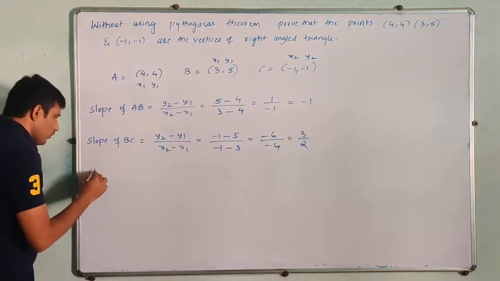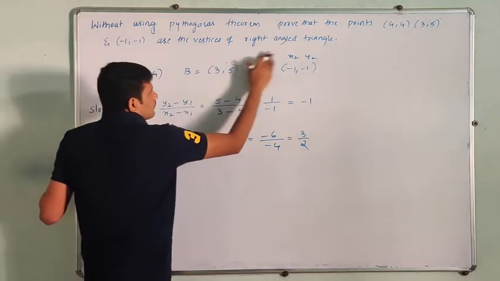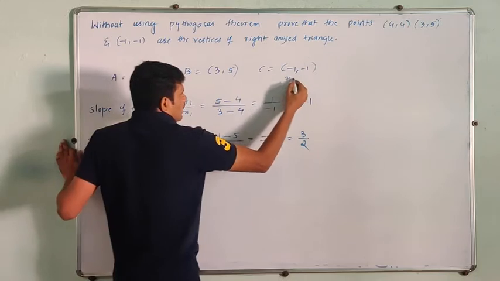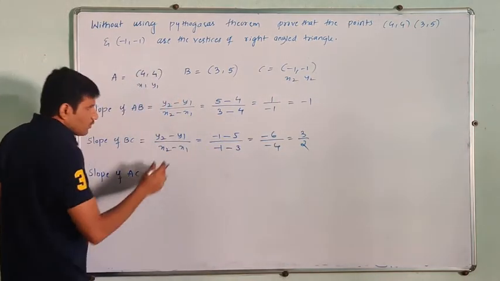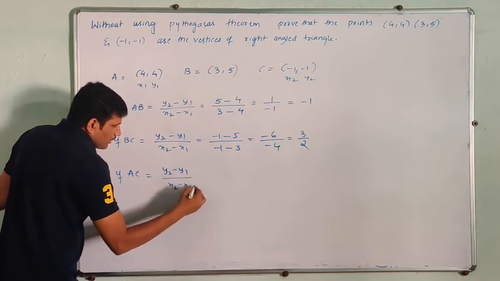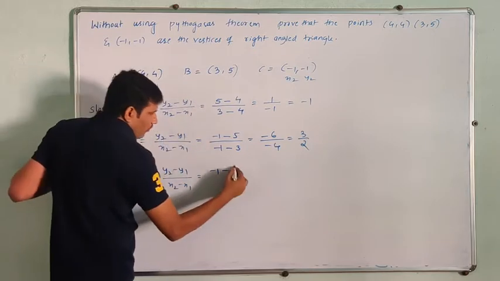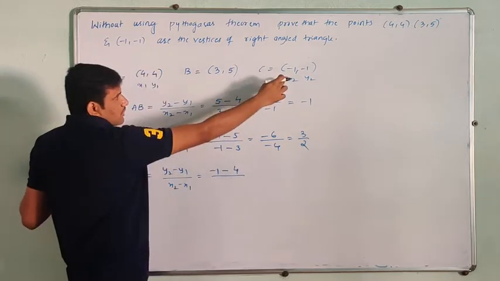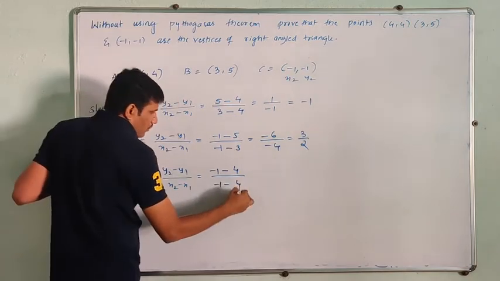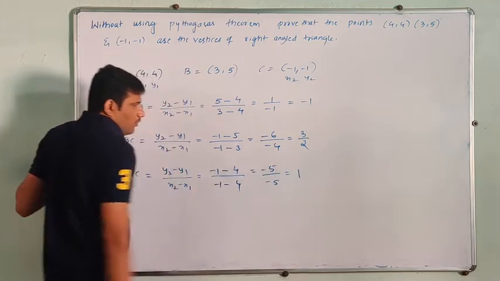Then I find slope of AC. Slope of AC. Now this is x1, y1, and this is x2, y2. So slope of AC is y2 minus y1 divided by x2 minus x1. What is y2? It is minus 1, minus y1 is 4, divided by x2. x2 is also minus 1, minus x1 is 4. So therefore it is minus 5 divided by minus 5, which is equal to 1.